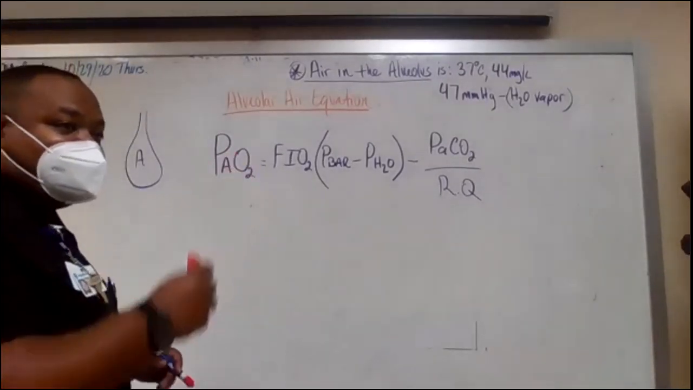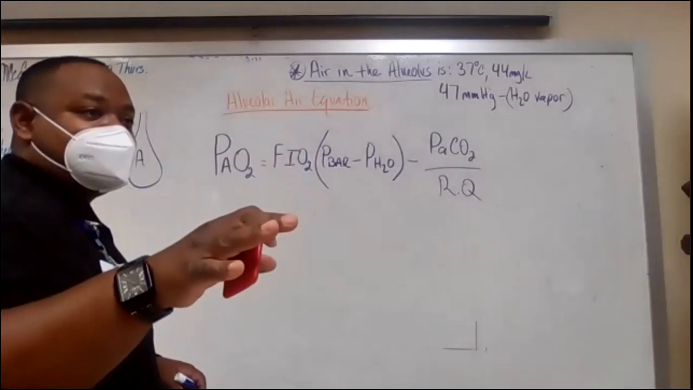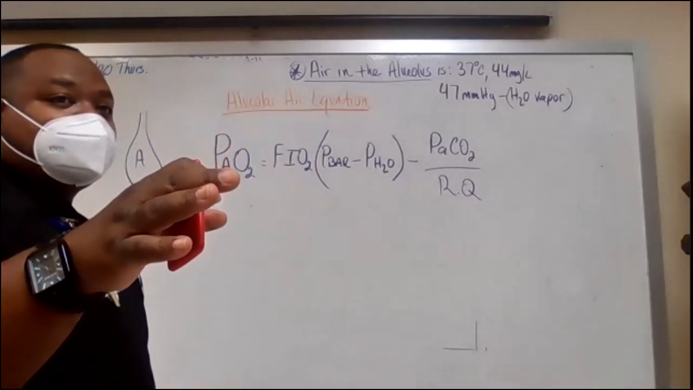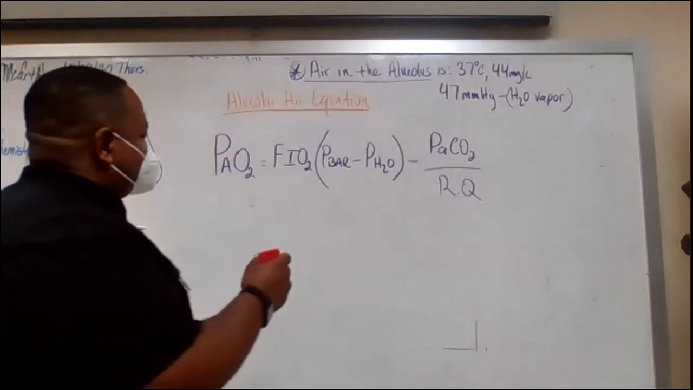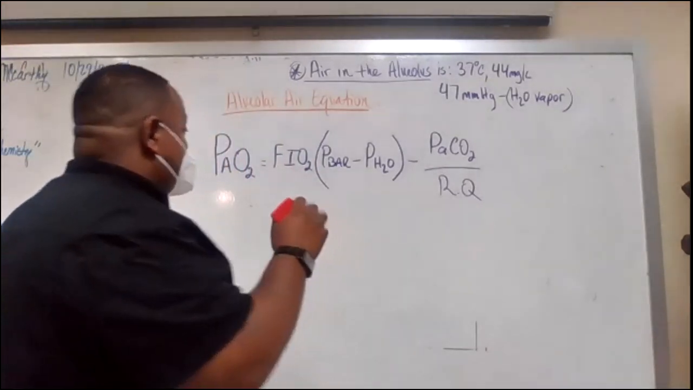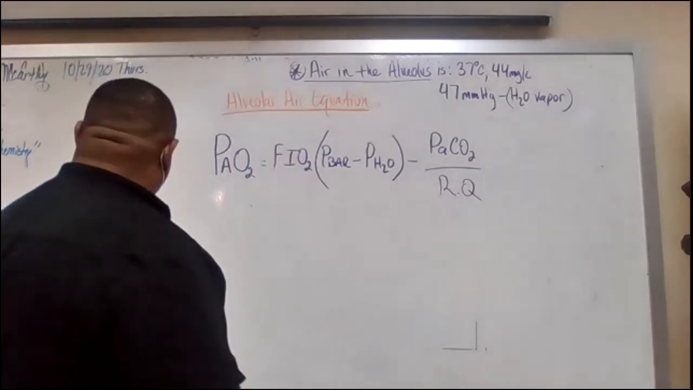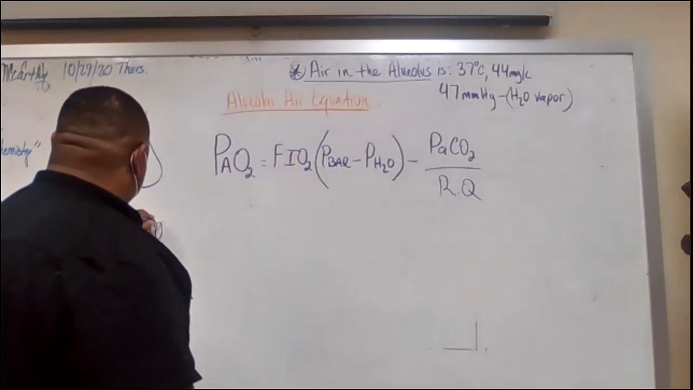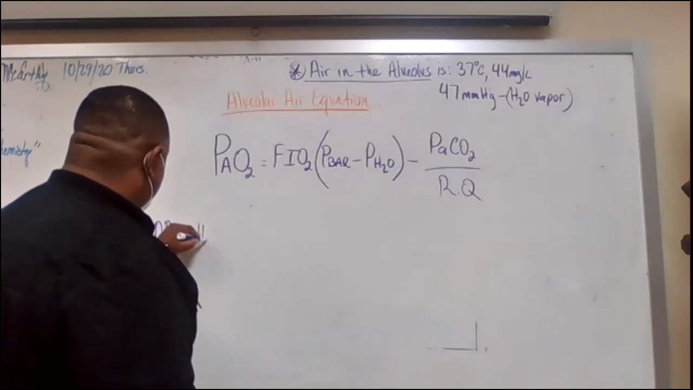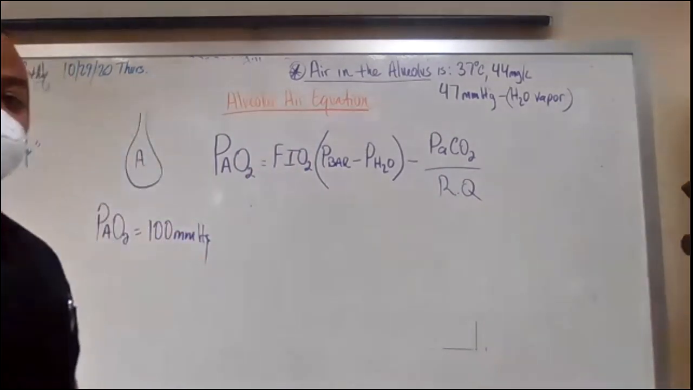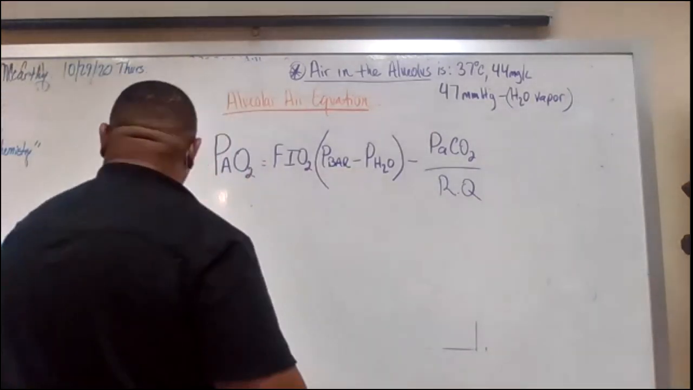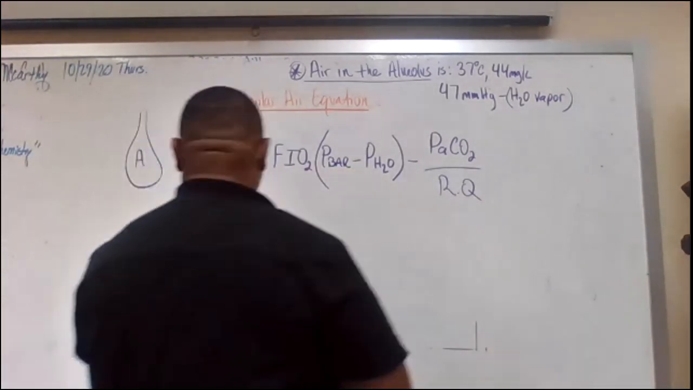All right, so let's look at it. Y'all got an answer? 137. 137, what did you get? 139. Okay. It's a little high. I don't know where you get that 39 from. Just know that the normal PAO2 is about 100 millimeters of mercury. That's normal. Okay. Now let's work it out.